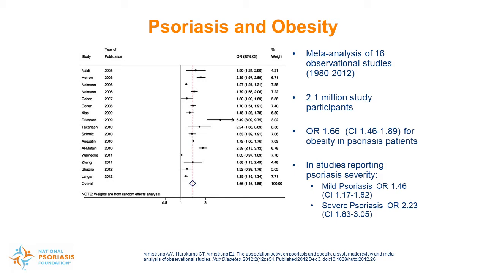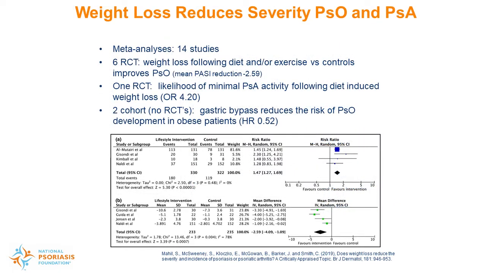Then we look at weight loss. So what does weight loss possibly have to do? If we know that obesity is not good for psoriasis and psoriatic arthritis, could weight loss possibly reduce the severity of psoriasis and psoriatic arthritis? This is an interesting study looking at 6 RCTs, 1 RCT in psoriatic arthritis, and some cohort studies, all looking at different ways to reduce weight, whether it be by diet or exercise, whether it be by gastric bypass. And all of these methods of weight loss did decrease the severity of psoriasis and psoriatic arthritis.